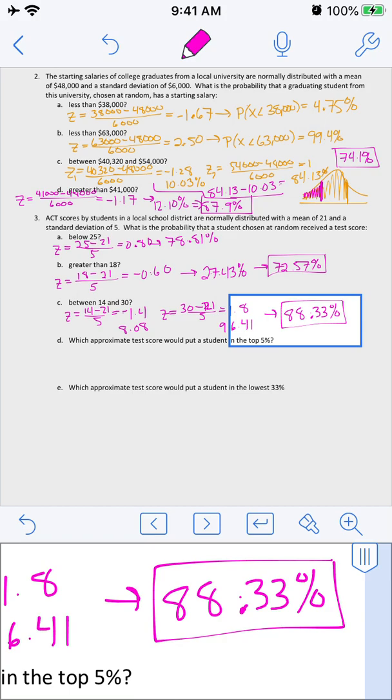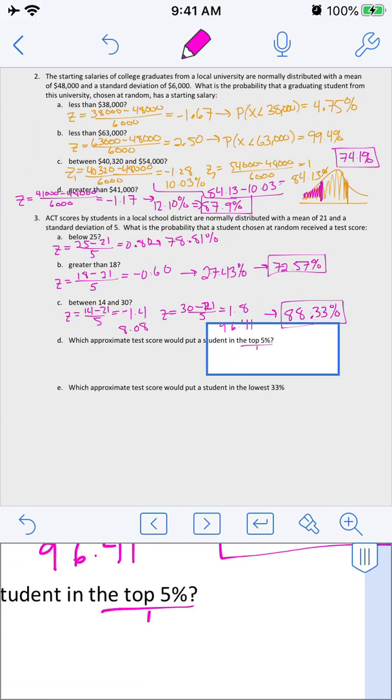All right, what approximate test score would put a student in the top 5%? This is a different type of question, isn't it? But same idea. What would put a student in the top 5%? Well, what does that even mean? It means this score is greater than 95% of people. So what score is greater than 95% of people is the question. So what is X?